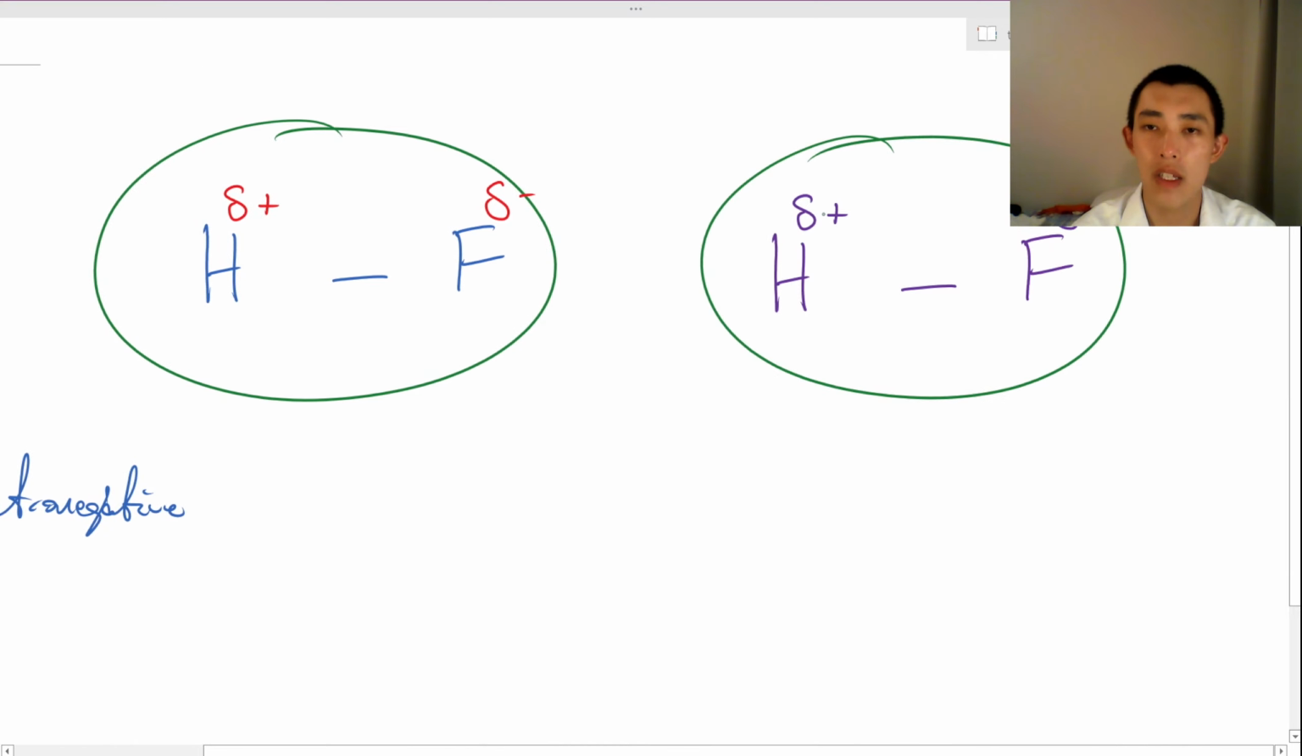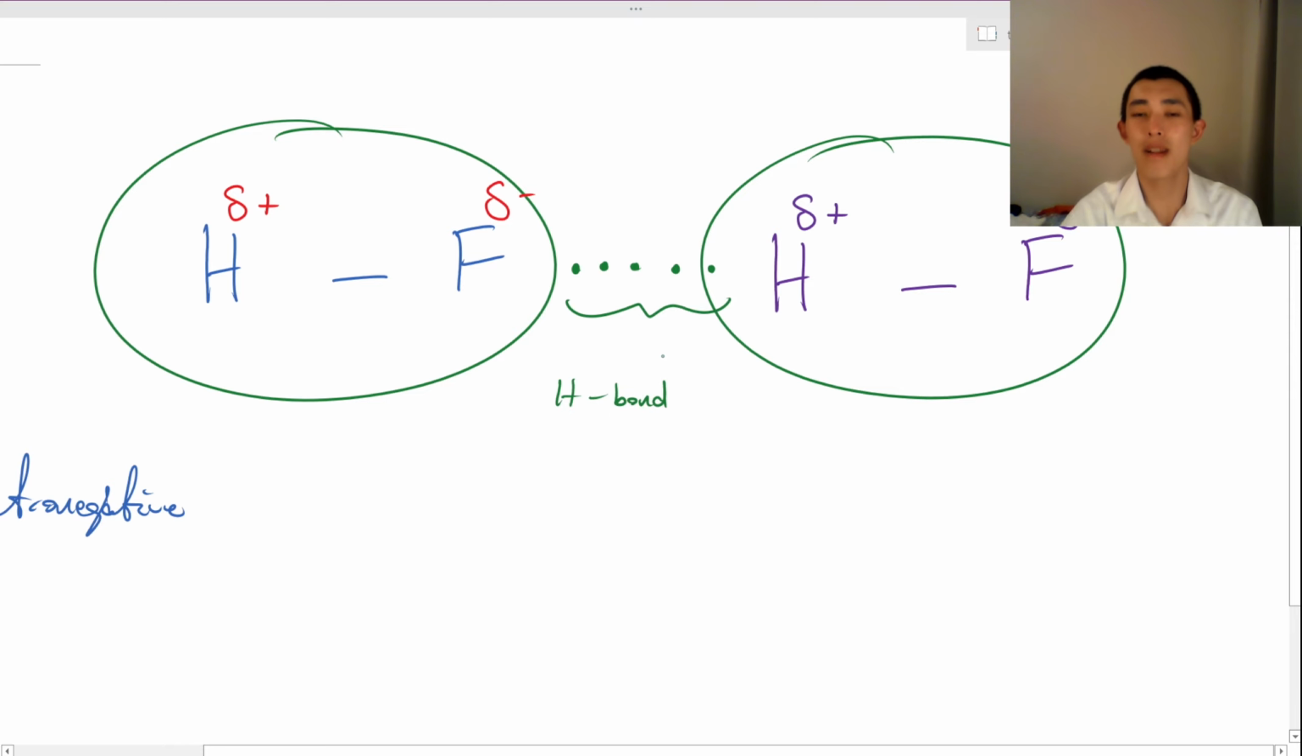Because this is positive and this is negative, we know that positive and negative attract, just like how north and south attract. So we can put in a bond like this. And what is this called? Well, that is our hydrogen bond. And that's it. This is the basics of our hydrogen bonding.